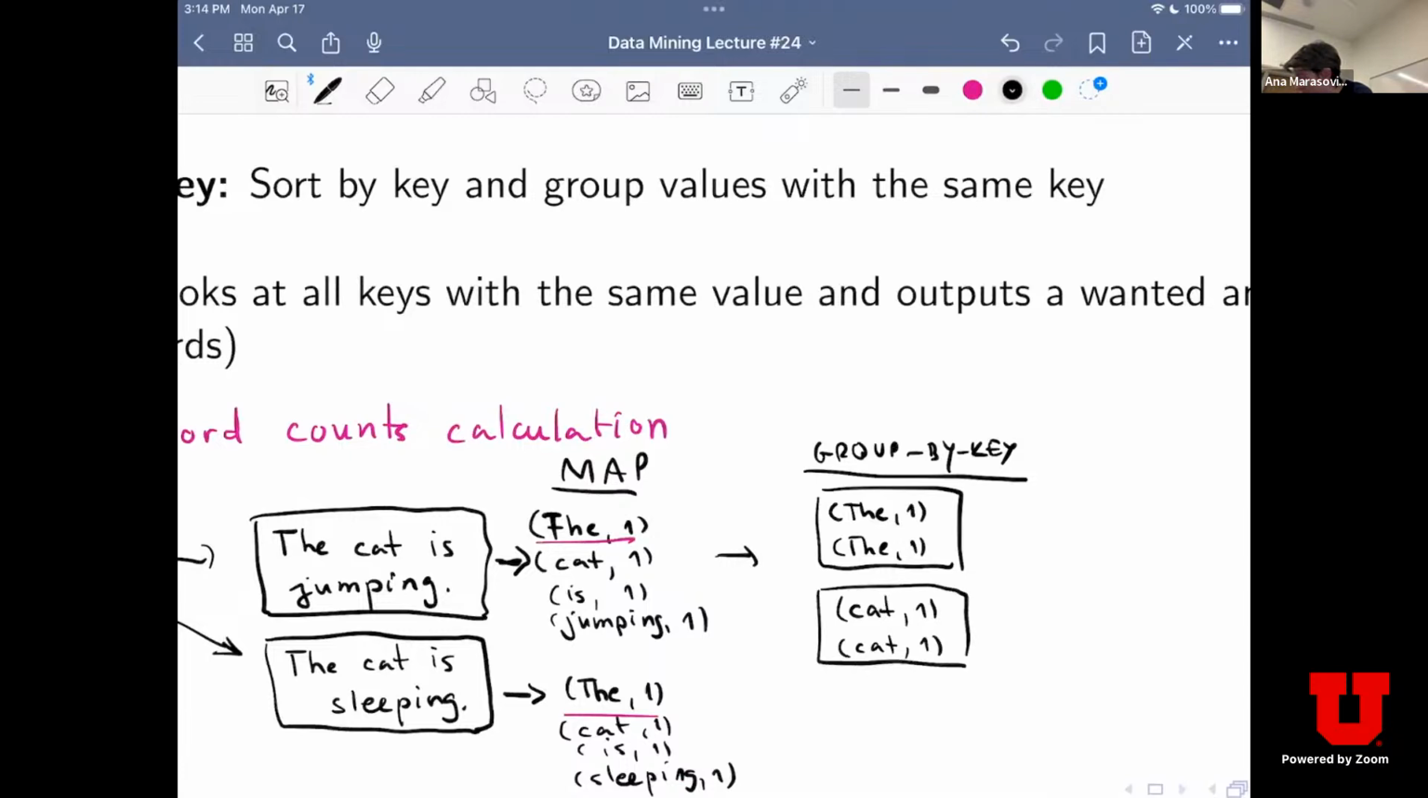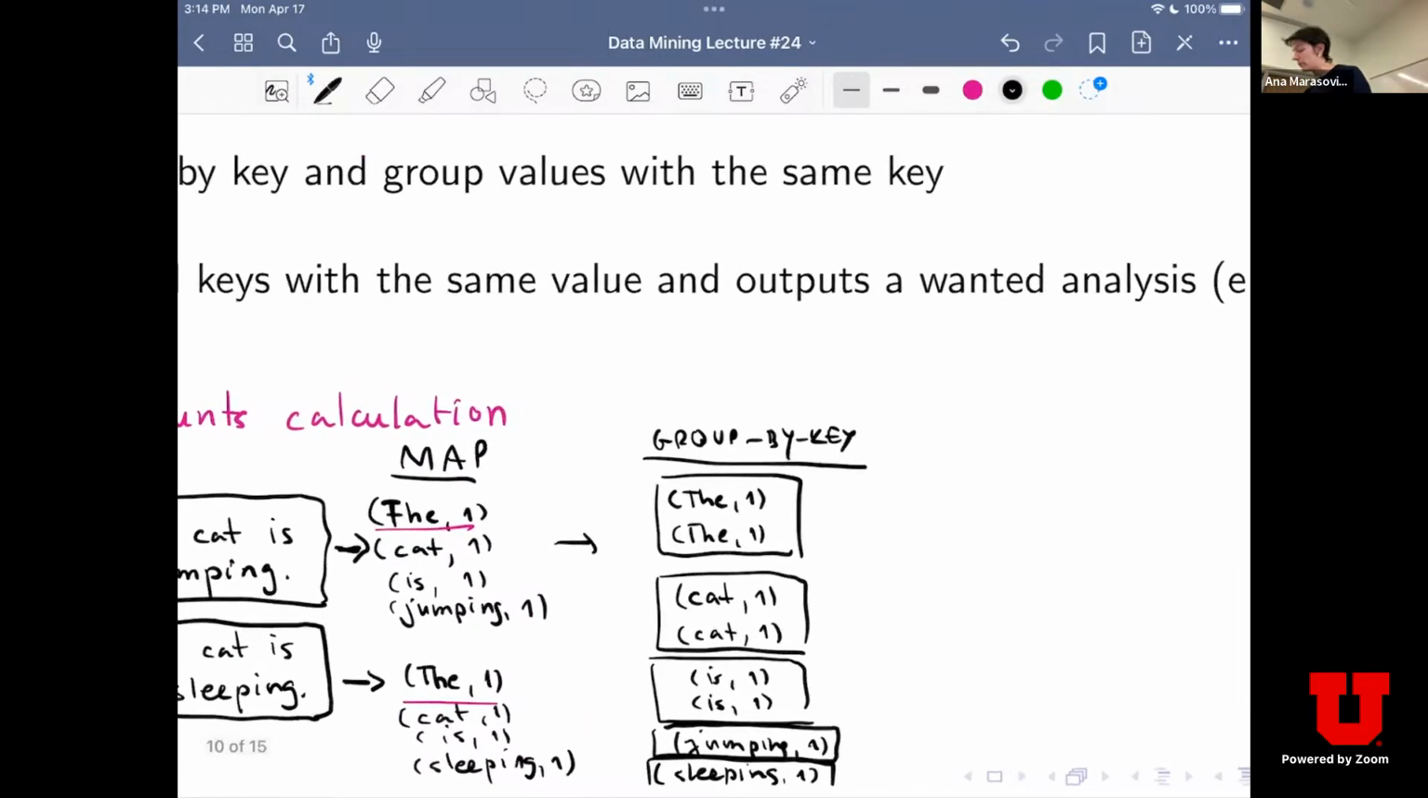Then we have "is" and 1, "is" and 1. That's the third group, and we have "jumping" 1, and we don't have jumping in the second chunk, so that's the only group here, and "sleeping" as well will be the last group. So we have 1, 2, 3, 5 groups from these 2 chunks of data.